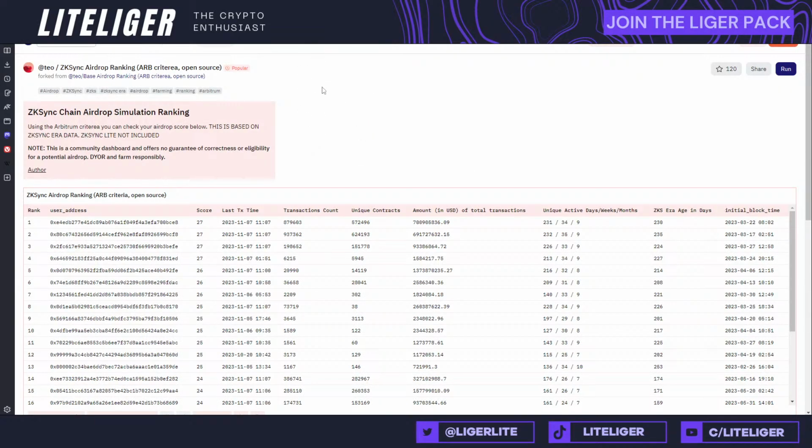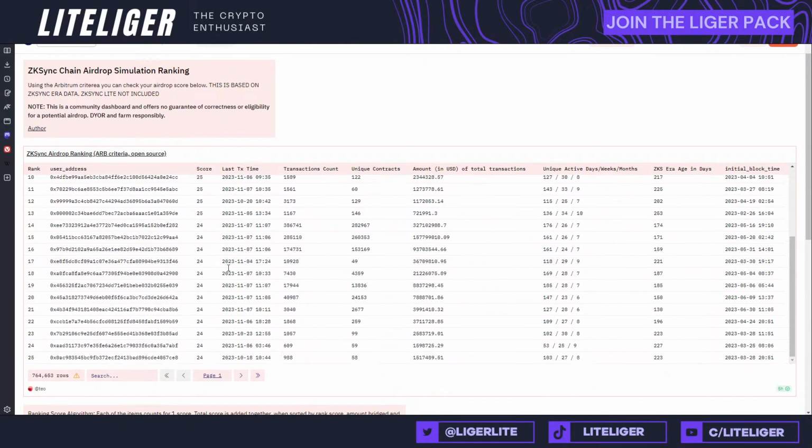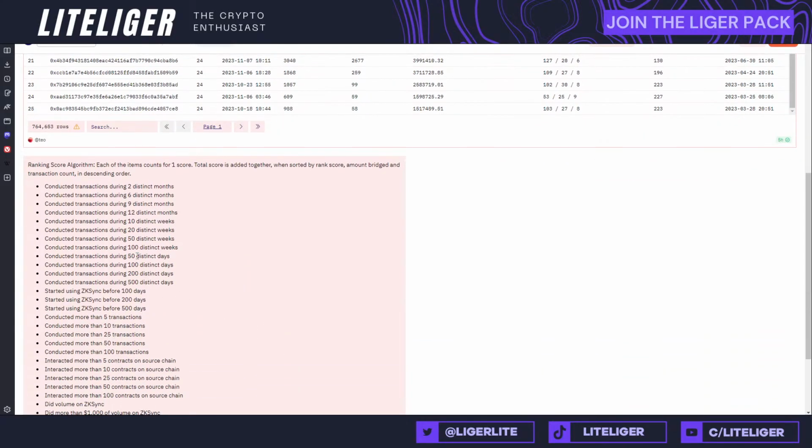Now, there's a very good tool that somebody made on Dune. It uses the same simulation as the Arbitrum airdrop to rank the addresses for the airdrop, with criteria such as how many transactions have been done in distinct months.